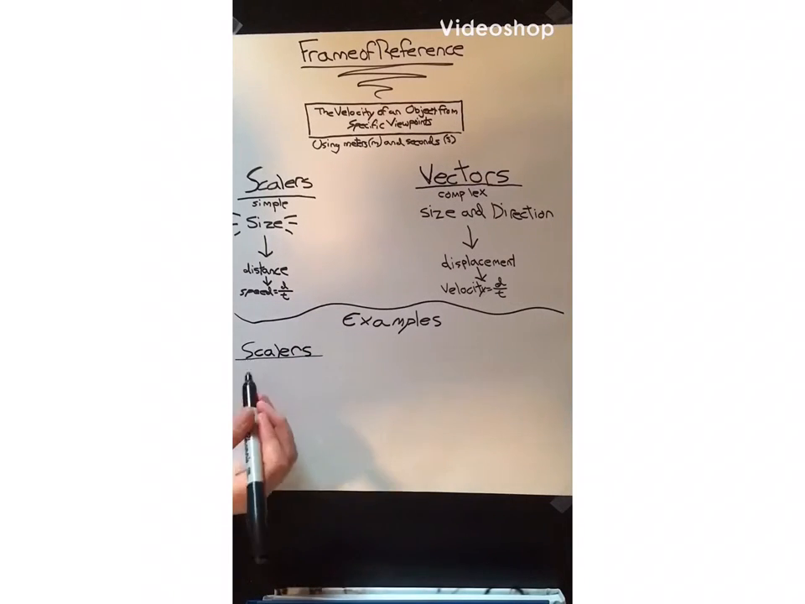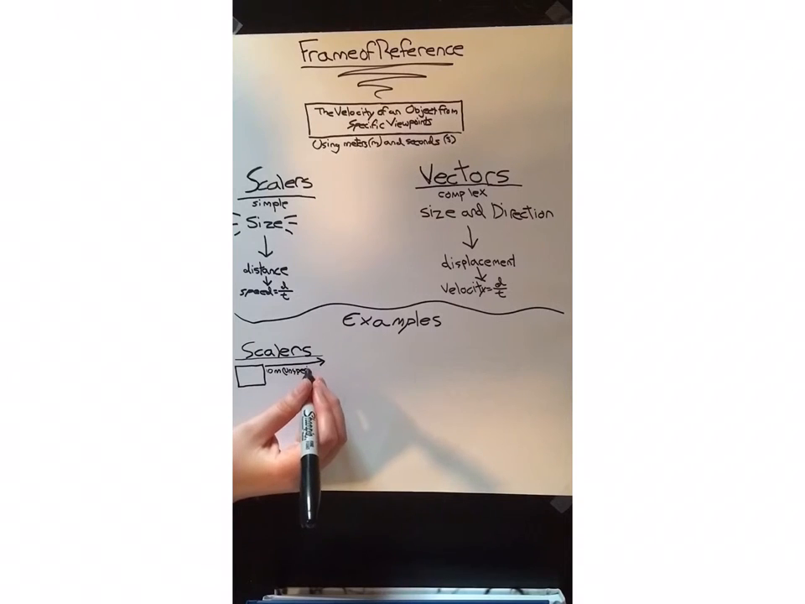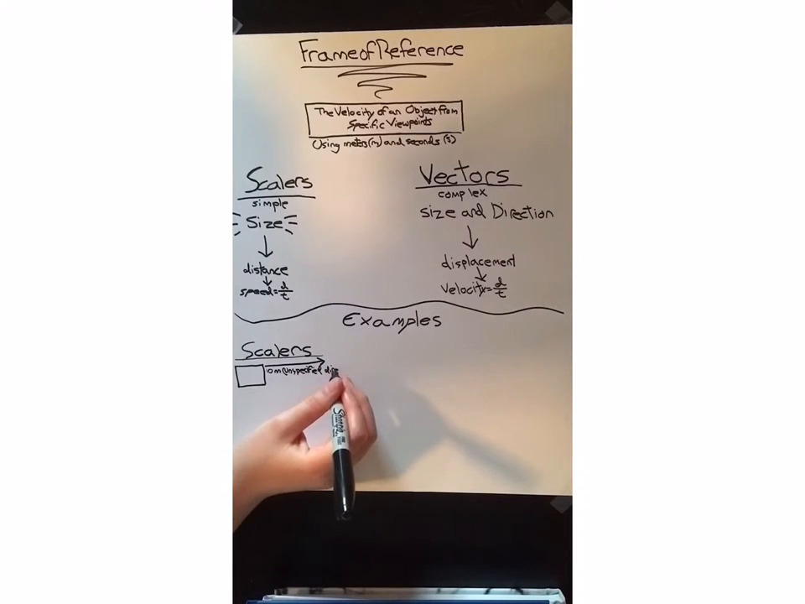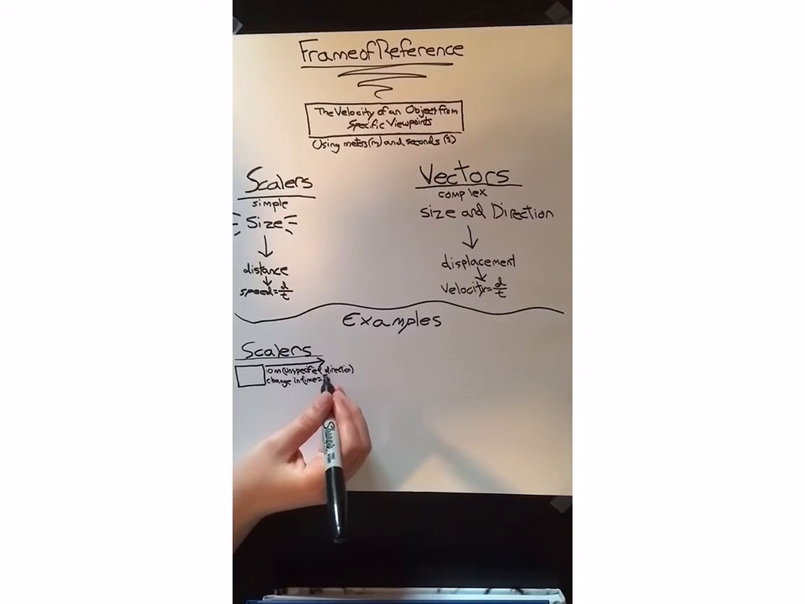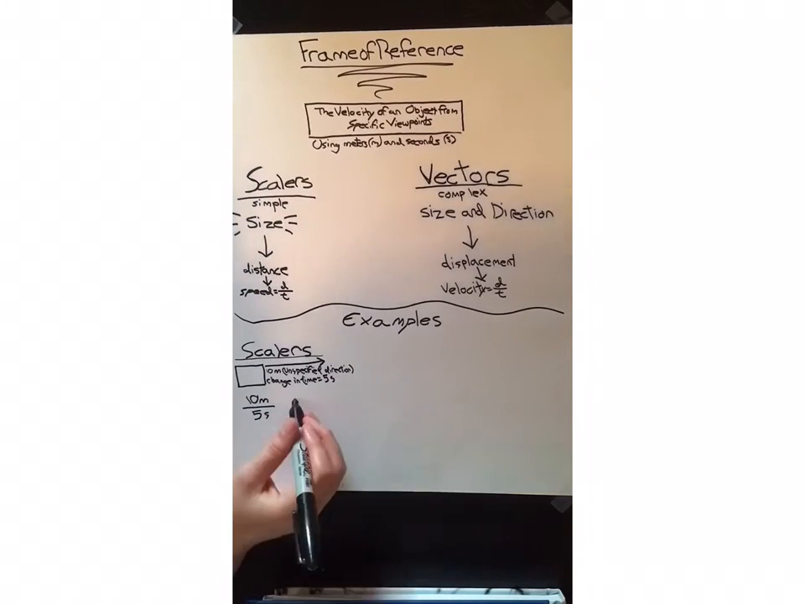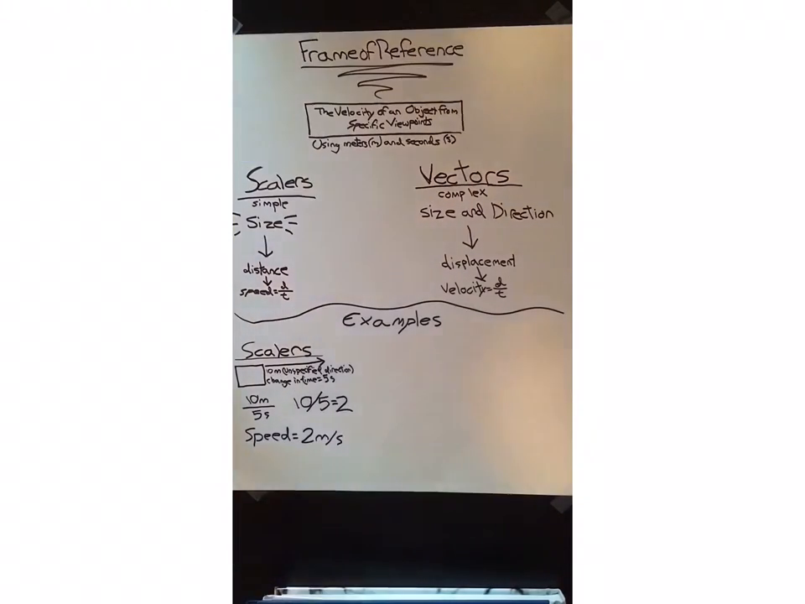Let's run through a few examples. First, for scalars. A box is moved 10 meters in an unspecified direction with a change in time of 5 seconds. Now we have 10 meters over 5 seconds. 10 divided by 5 equals 2.